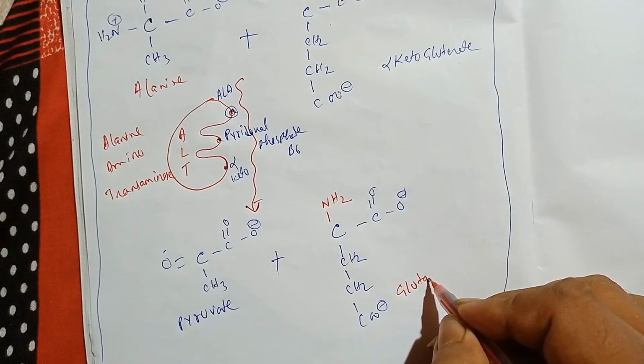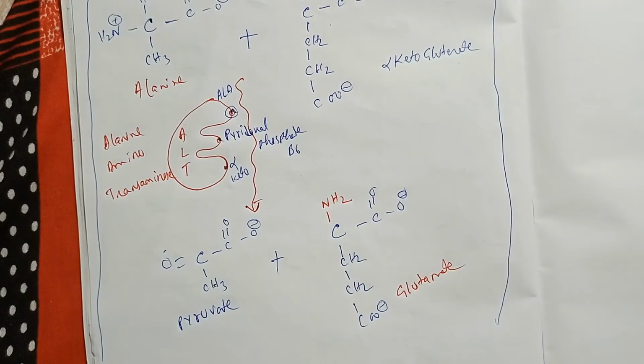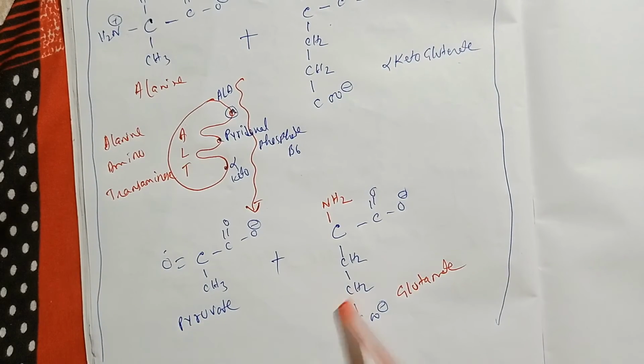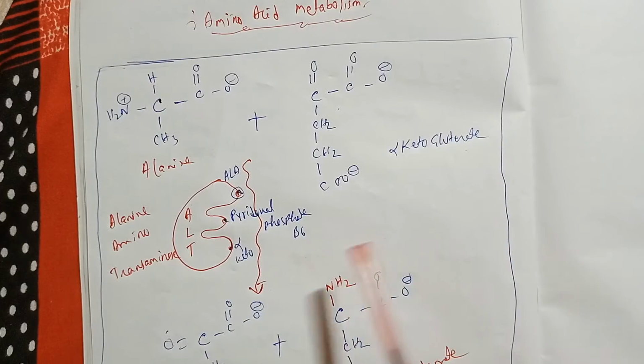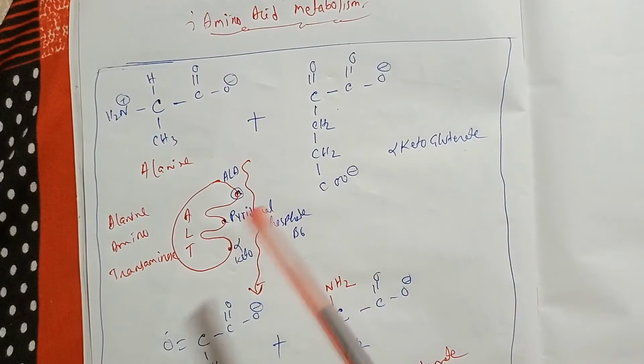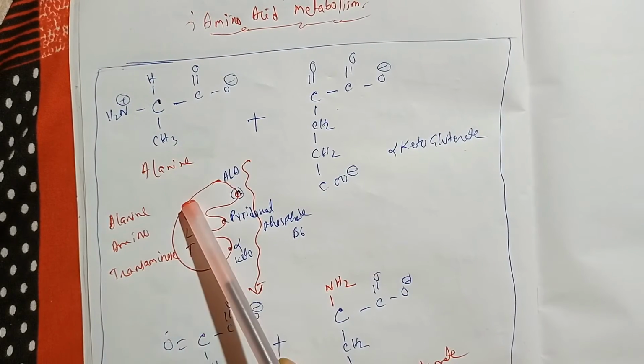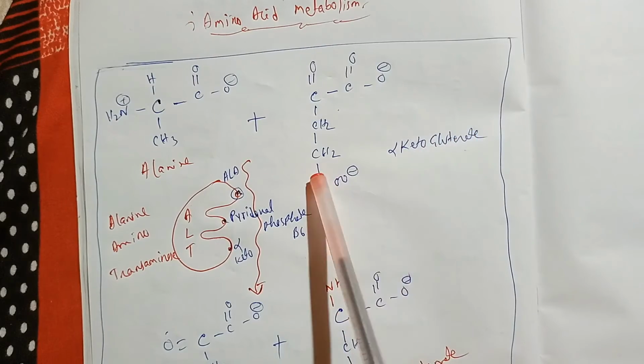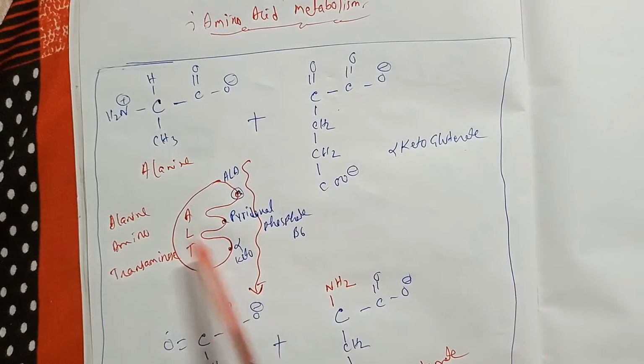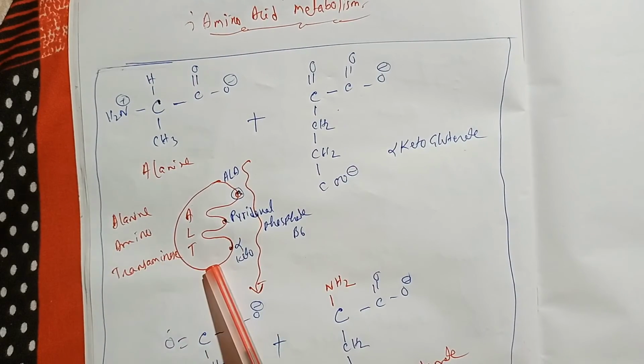Glutamate, guys, is another type of amino acid. Now I'm just repeating again. In the muscular cell, the amino acid alanine gets combined with alpha ketoglutarate by the action of the enzyme ALT, or alanine aminotransferase.